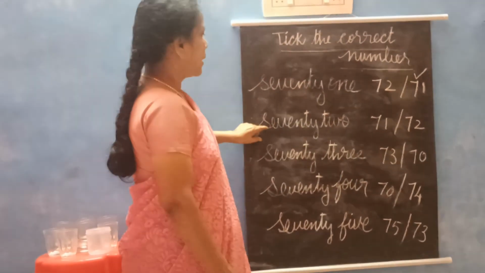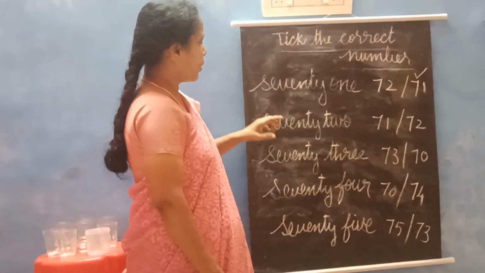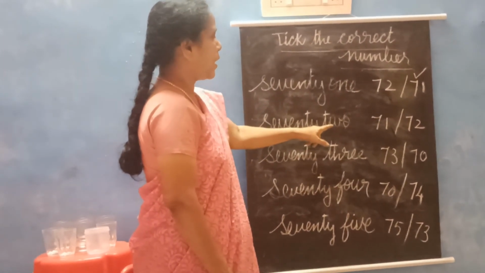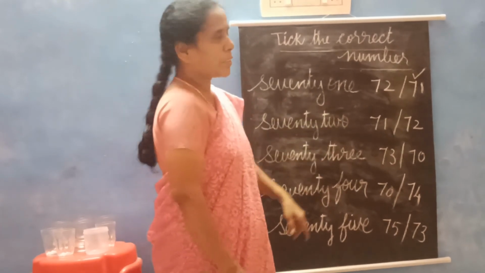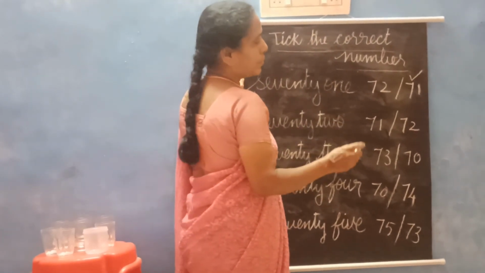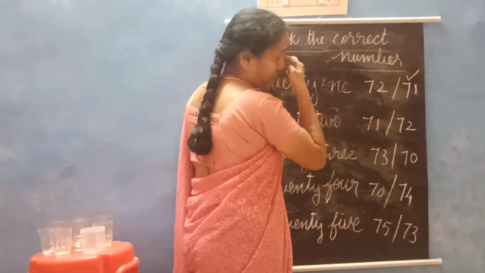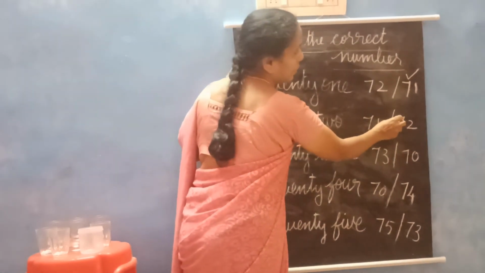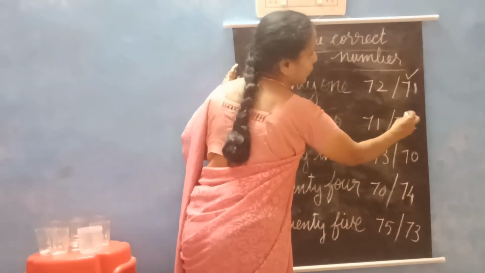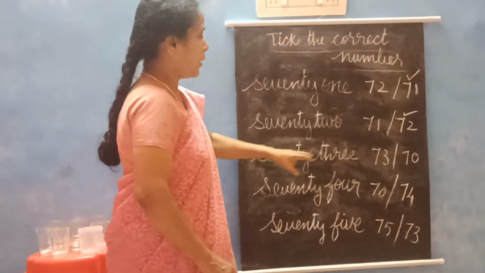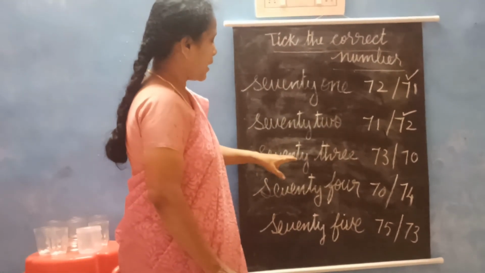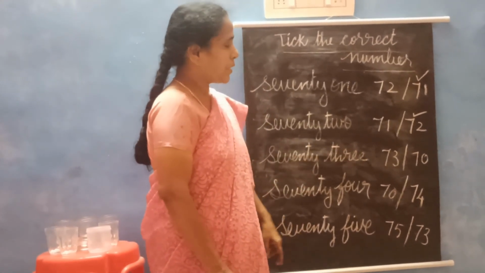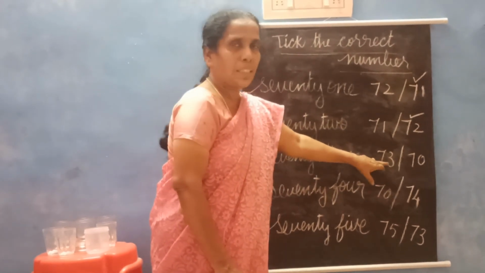Okay, the next number, 72. They ask you to tick number 72. SEVENTY 72. TWO, 2. 72. Where is the number 72? 7 tens, 2 ones, 72. 7 tens, 2 ones, 72. 7 2, 72. The next, 73. SEVENTY 73. THREE, 3. 73. Where is the number 73? Here, 7 3, 73.